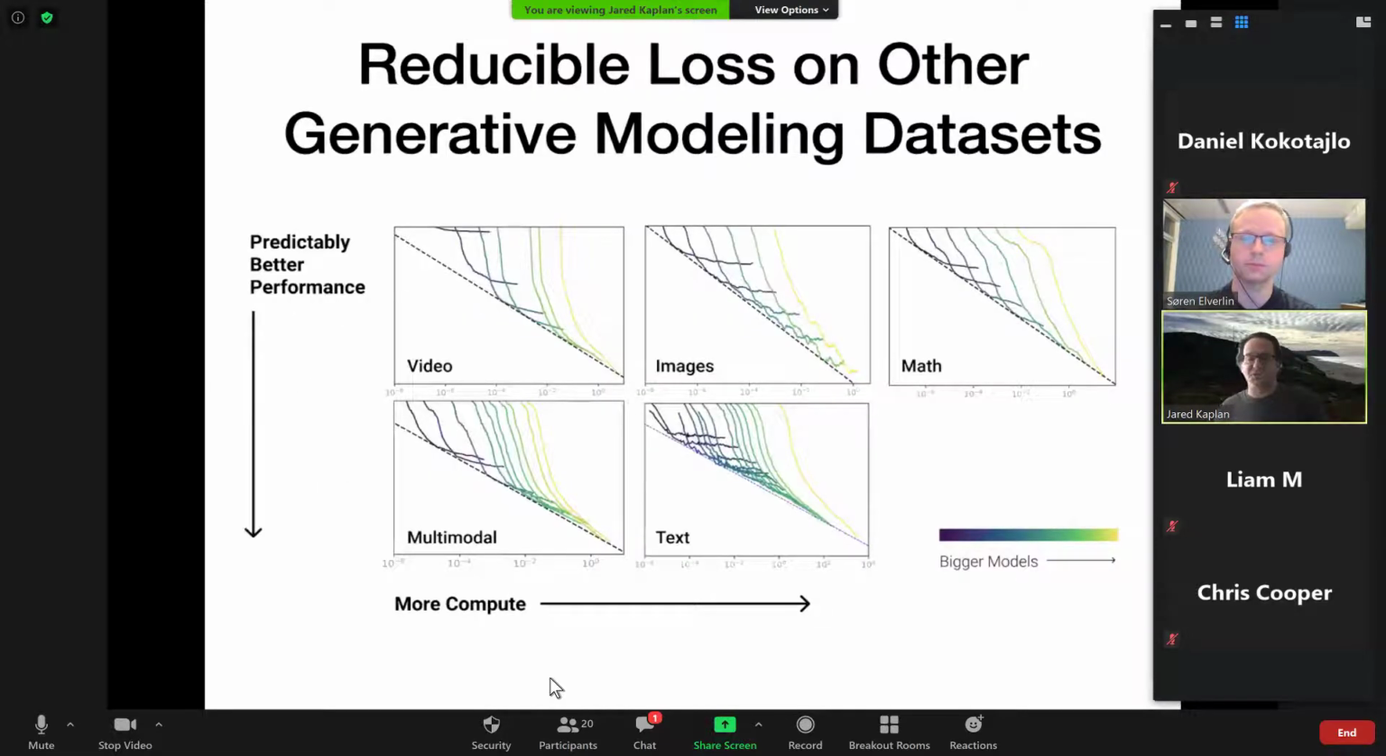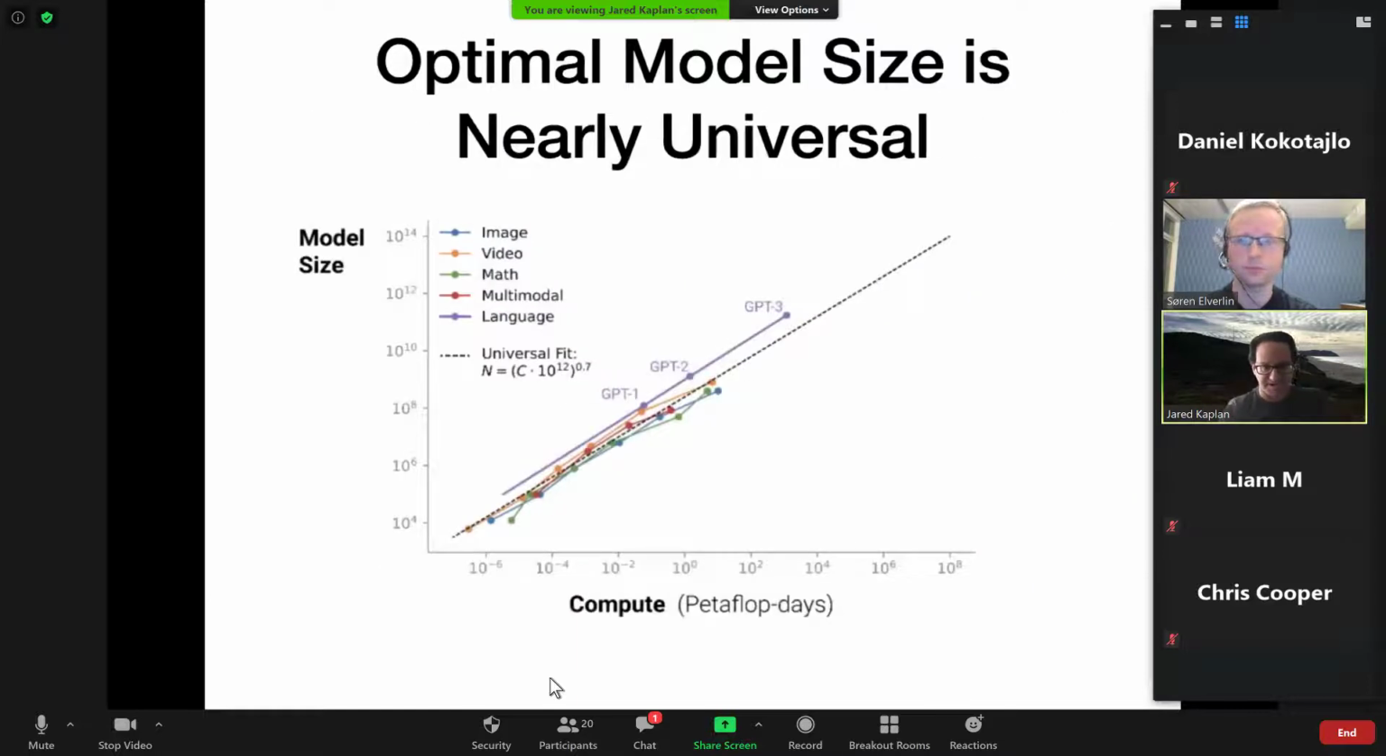And these are the compute plots for many other modalities, including video, images, solving procedurally generated math problems, multimodal models that model an image from the text or the text from the image, and also language. And it's color-coded where bigger models are yellow and smaller models are purple. And you see that there is some kind of steady trend here.